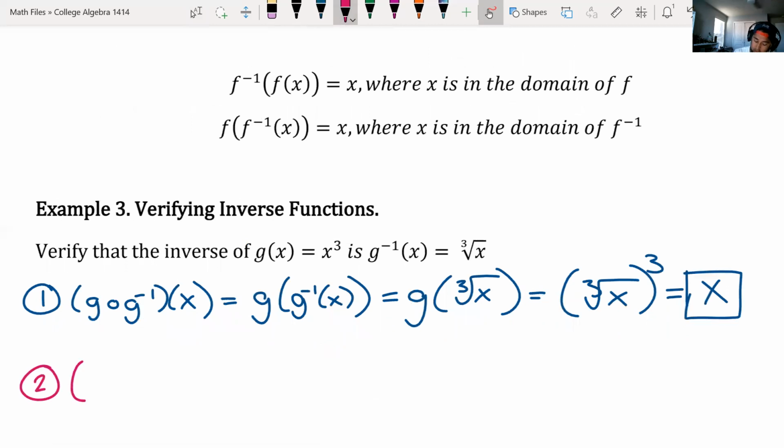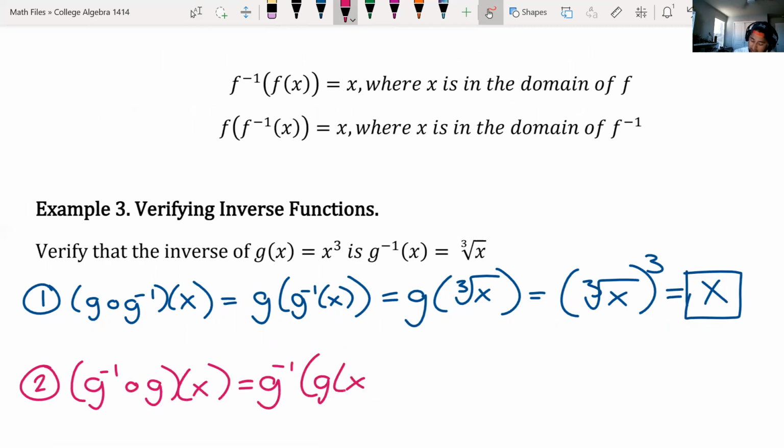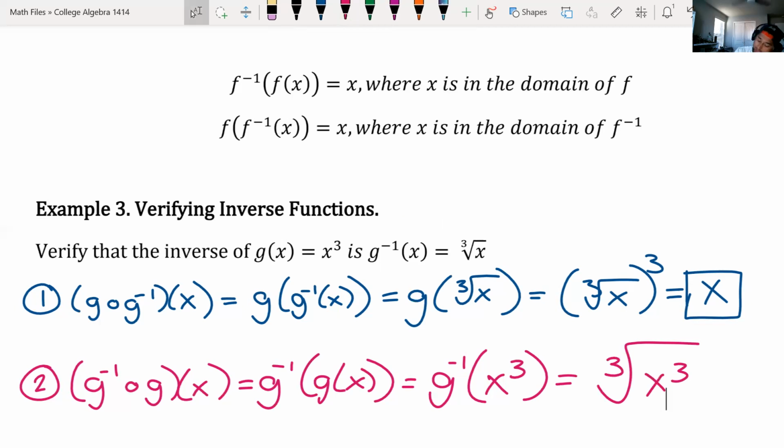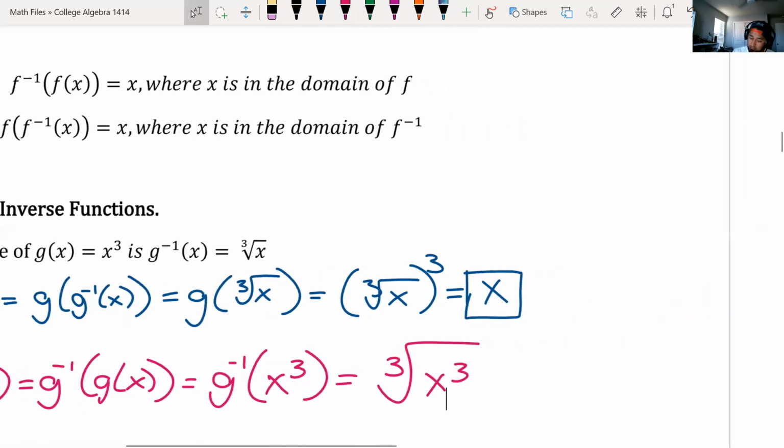So 2, we'll do g inverse composed with g of x, and you'll get g inverse of g of x, which will give us g inverse of x cubed, because that's what g of x is. Now, take x cubed and plug it into the inverse function for x. You will get the cube root of x cubed, and again, your powers will what?